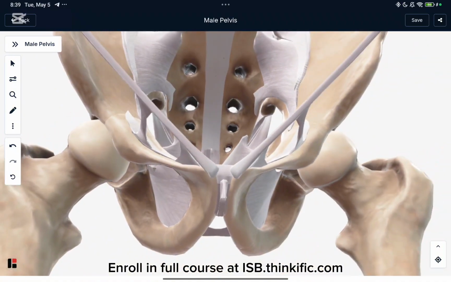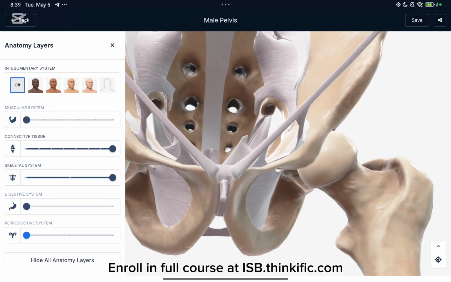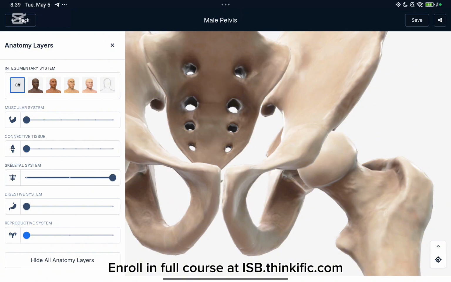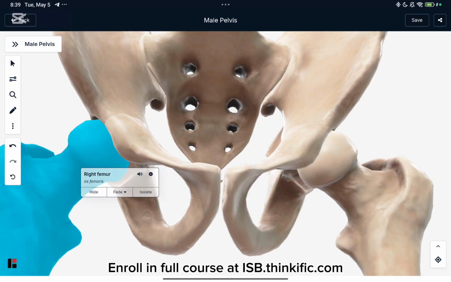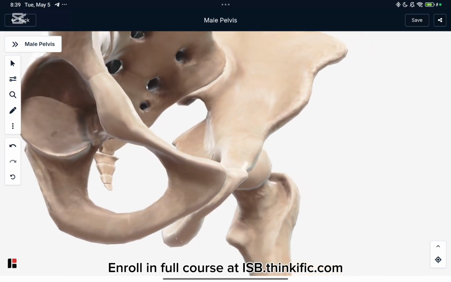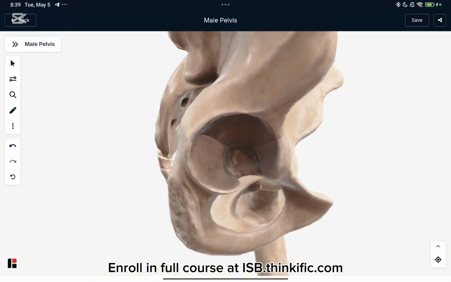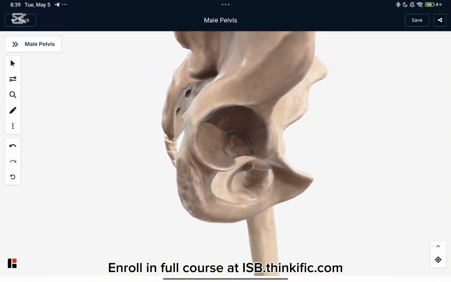So we talked about the pubis in detail. Now let us move to the ischium, right? Let's see the ischium now in detail. The ischium has a lot of important features. This is the femur, we need to remove it, and then we need to go, as I told you, to a lateral view so that we can see most parts of the ischium. So this is the ischium, the right one, right?